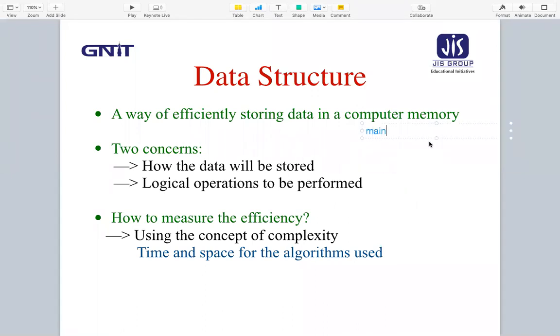So main. And I want to find out the sum of three numbers. So I am writing int n1, n2, n3, then scanf. I am basically omitting the basic parts. I am just writing the concept here.